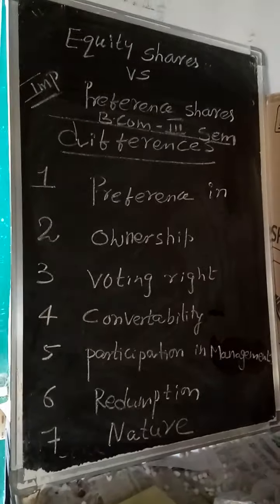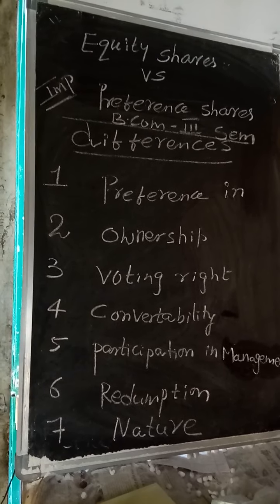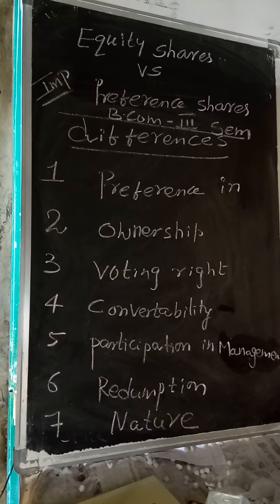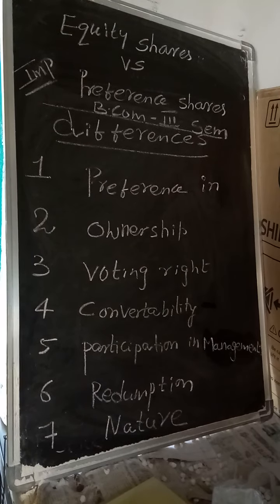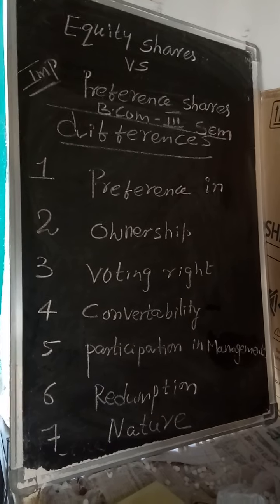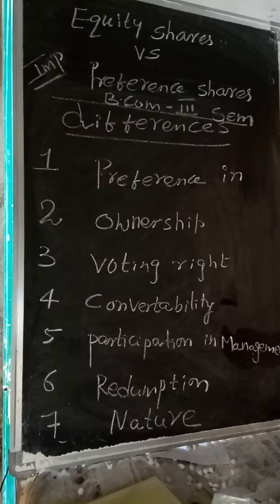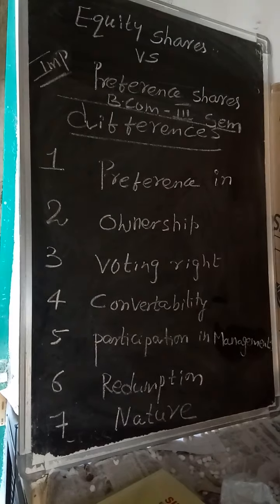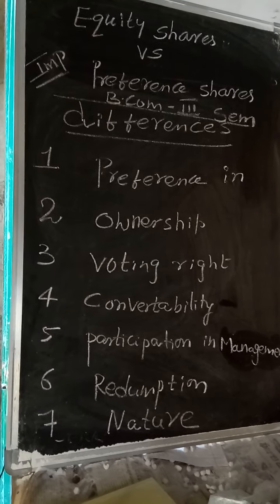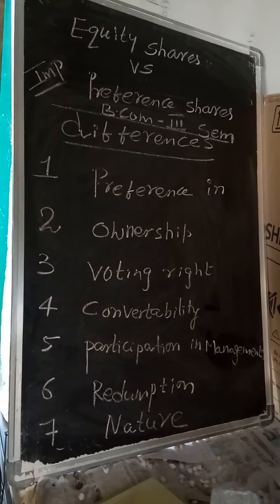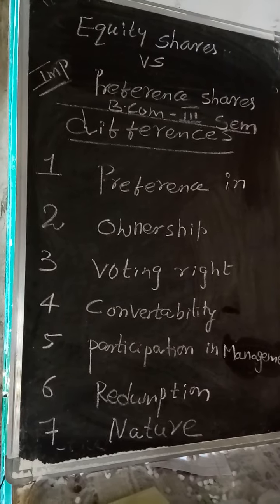At the time of winding up of the company, when the company is being closed, before any amount is paid to equity shareholders, preference will be given to pay preference share capital. They are having preference in getting dividends and repayment of capital. And in case of ownership, the equity shareholders are considered as real owners of the company. However, preference shareholders, though they are shareholders, are not considered as owners of the company.